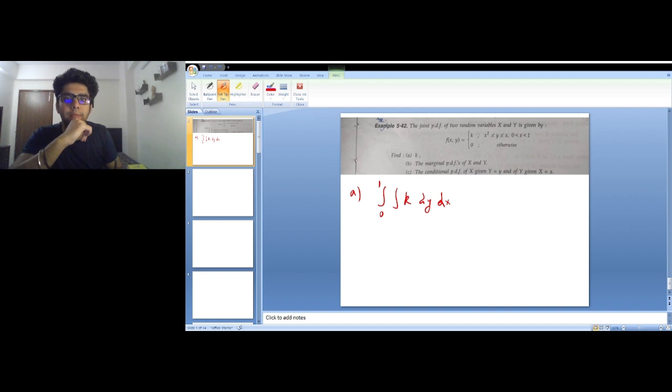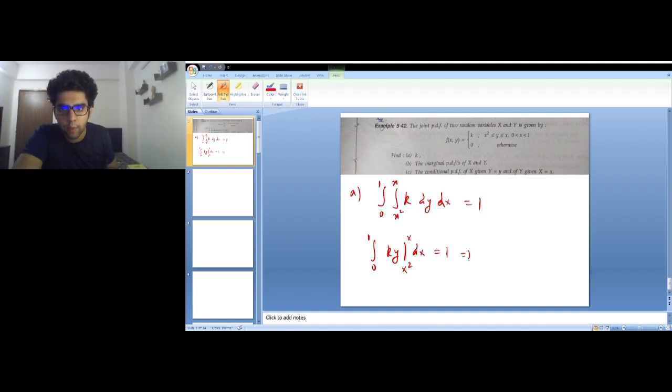So x lies between 0 and 1 and y was lying between x square to x, right? So this will give me the integral from 0 to 1 of ky, where y lies between x square and x, dx. This should be equal to 1. This is equal to 1 because this is the area under the curve.